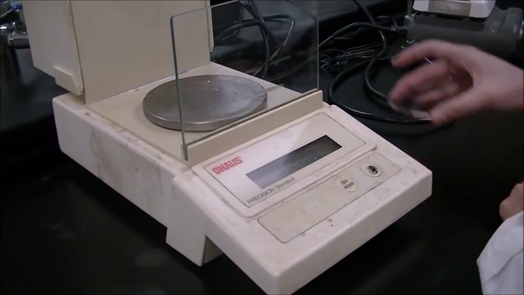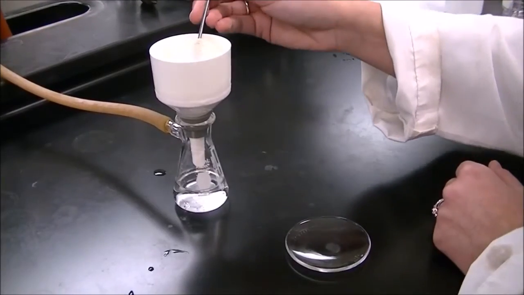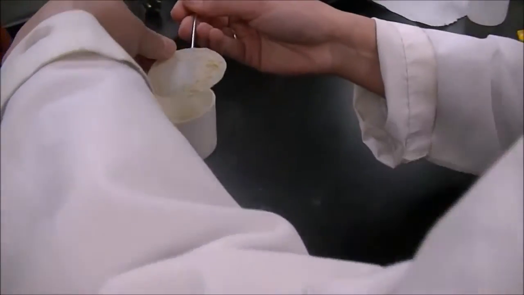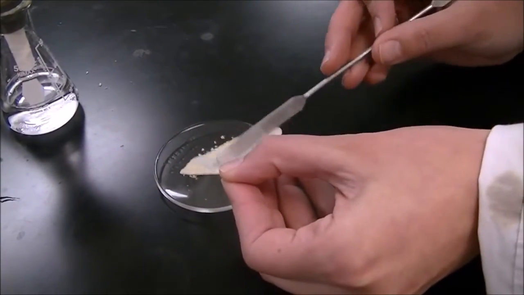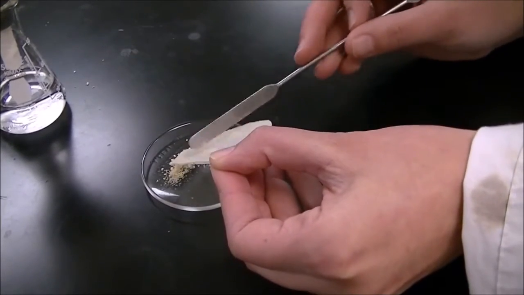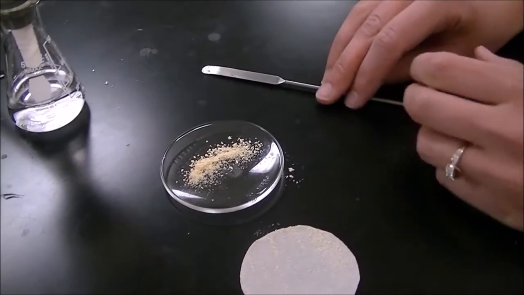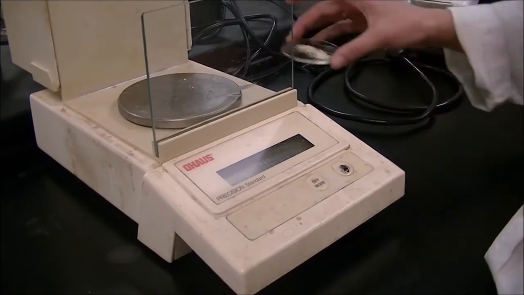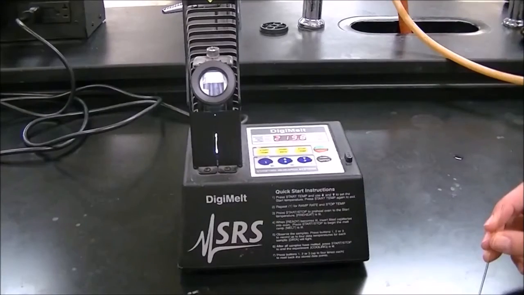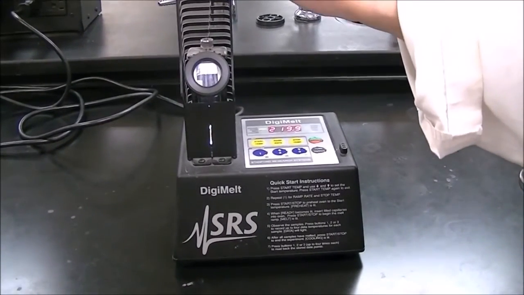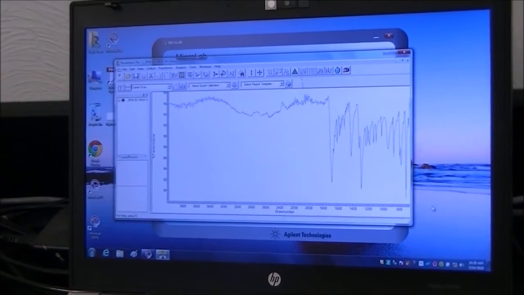Weigh a watch glass and record its mass. Remove the filter paper and scrape as much product as you can onto your watch glass. Weigh the watch glass and the product and record its mass. Obtain a melting point of your product. Obtain an IR spectra of your sample.